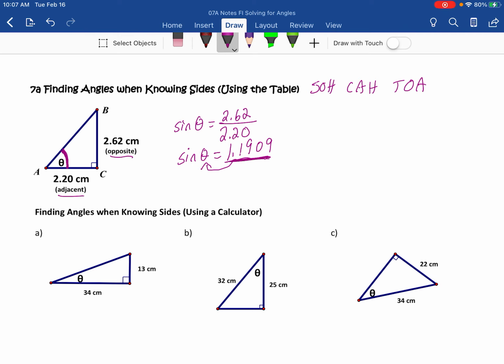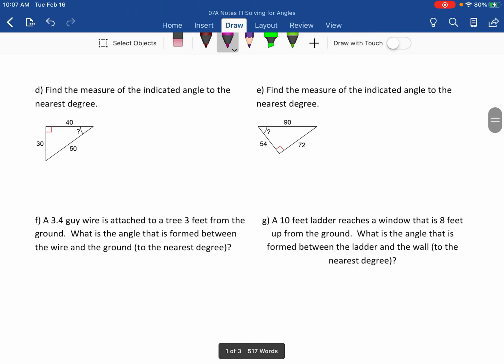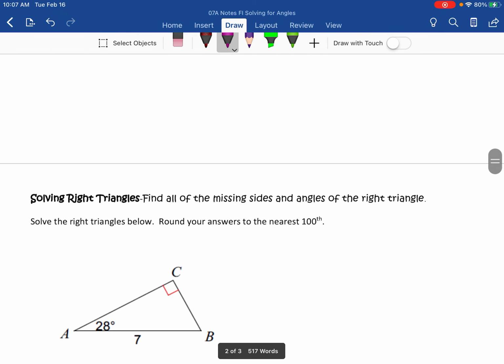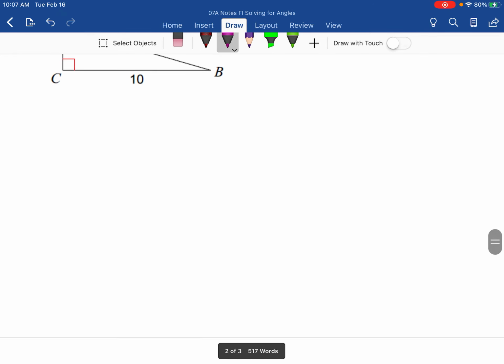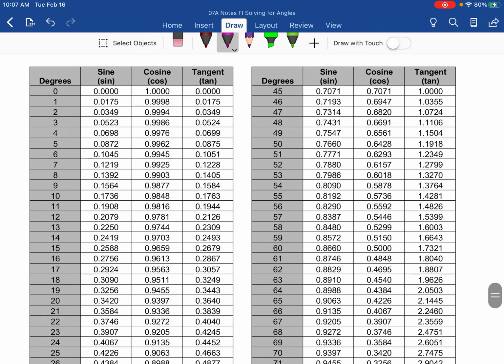Now, what we're actually doing is working backwards. I'm being given the value in the trig table, and I have to go back and find the angle. There are 2 ways of doing this. My first way is the less accurate way, but I think it is a much more solid way to get you to understand what you're doing. So it was 1.1909.